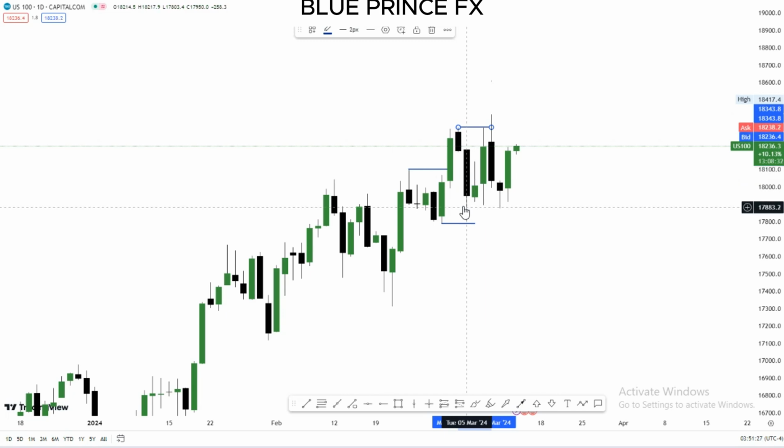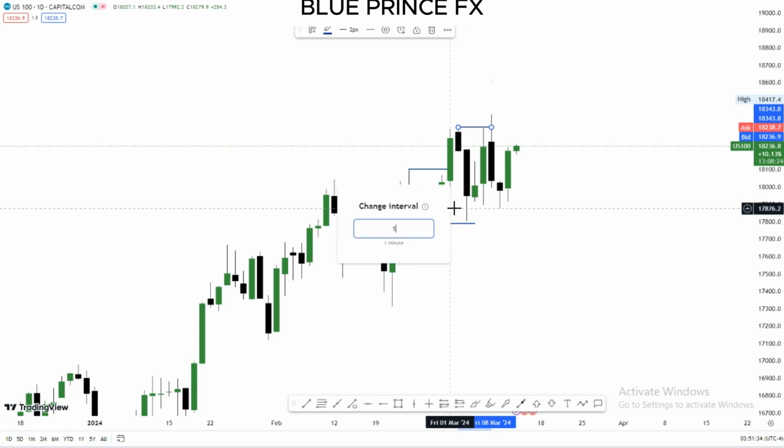Now let's go to the lower time frame and look for our buy side liquidity and sell side liquidity and how to sell the market and buy the market, right? Let's go to the 15 minutes first.